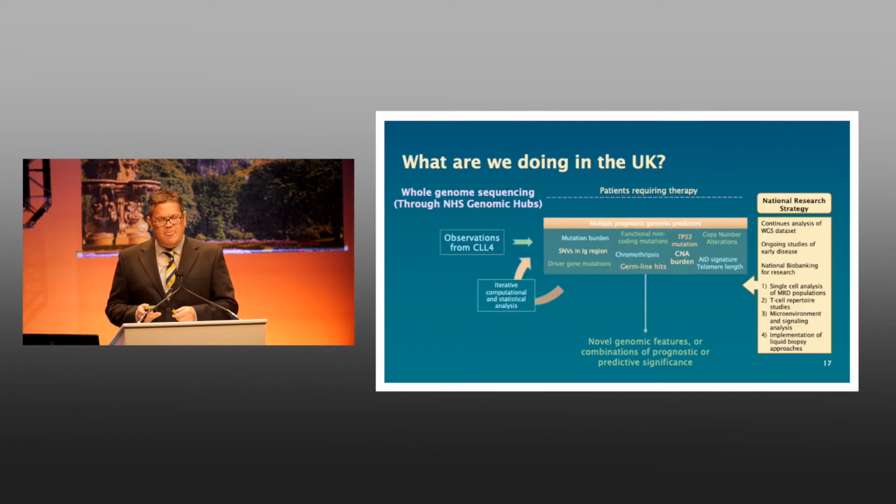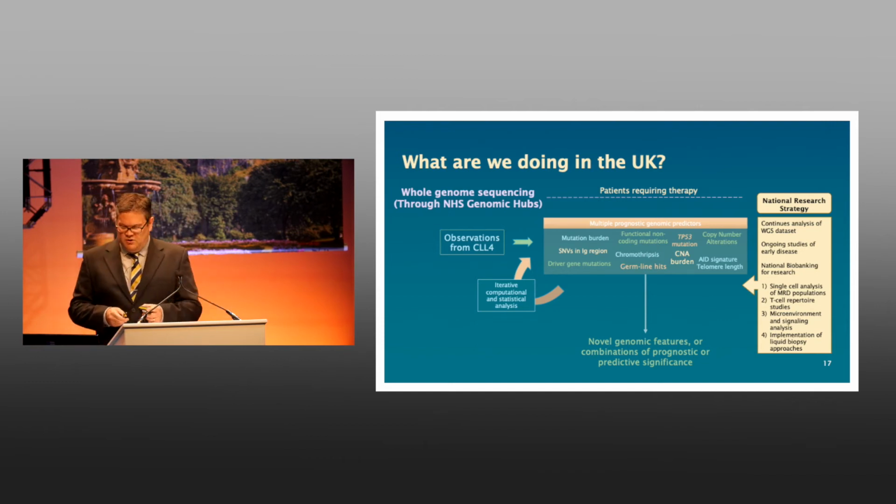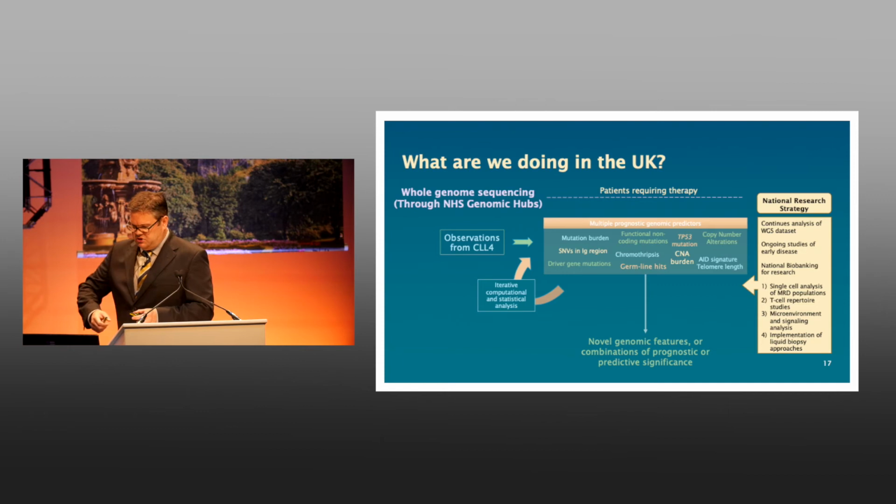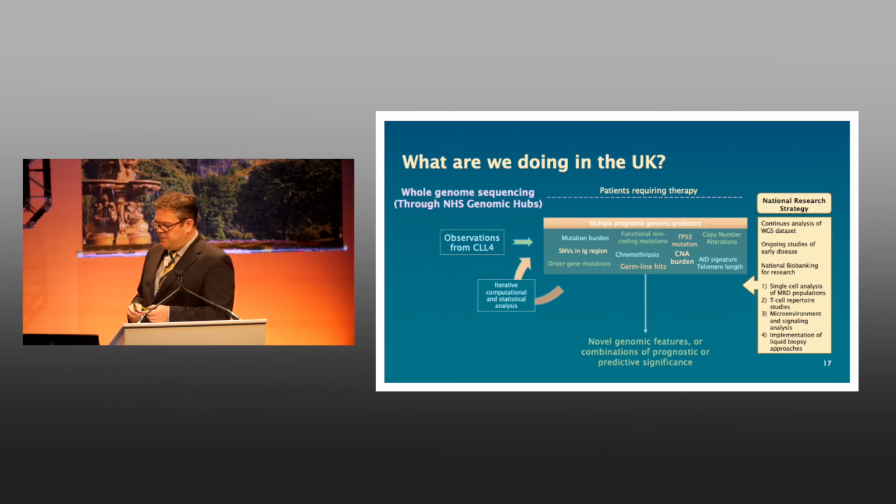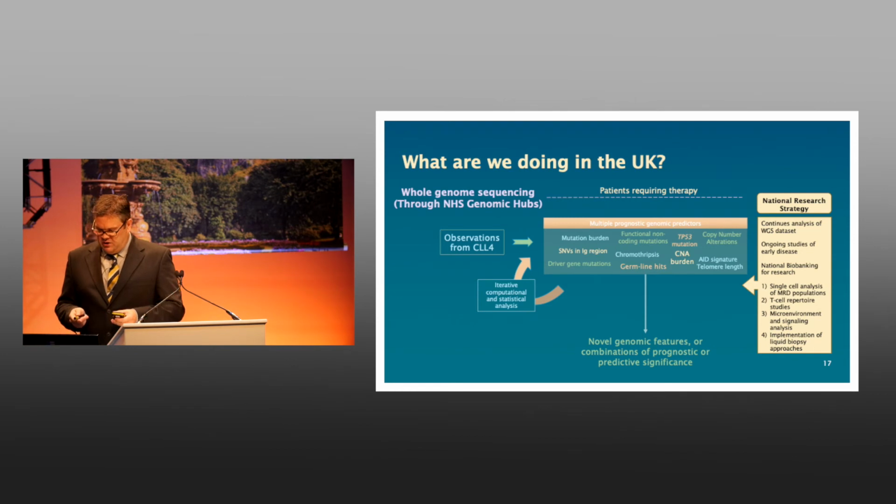But of course, we now need to go on and look at the importance of these in trials of novel agents, and that's what we're doing now in the UK. So each patient entering a UK clinical trial will have their whole genome sequenced, and we will feed in our observations from CLL4, but furthermore, we will use the whole genome sequencing data to infer all the different features of the human genome that we can from that data, and hopefully that will allow us to confirm some of the observations that we made in CLL4 and find new features of importance, both from a prognostic and predictive situation.